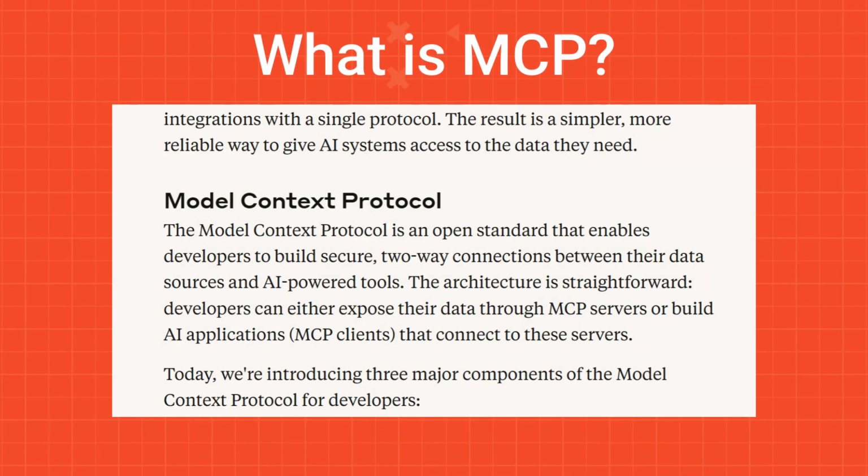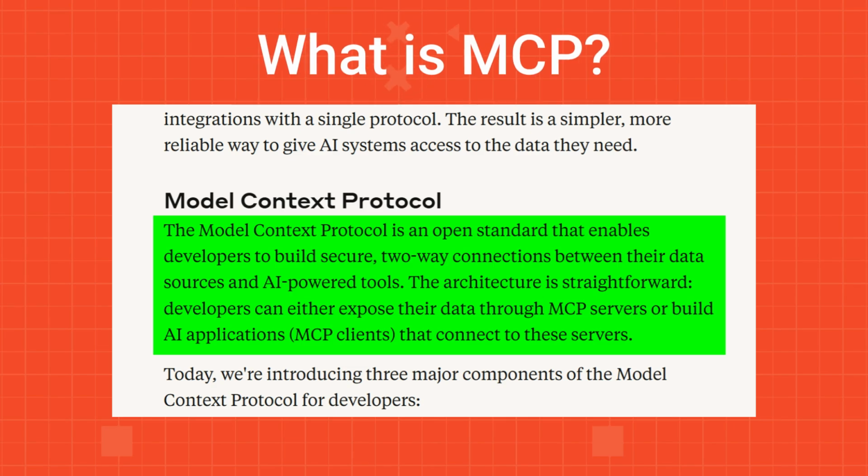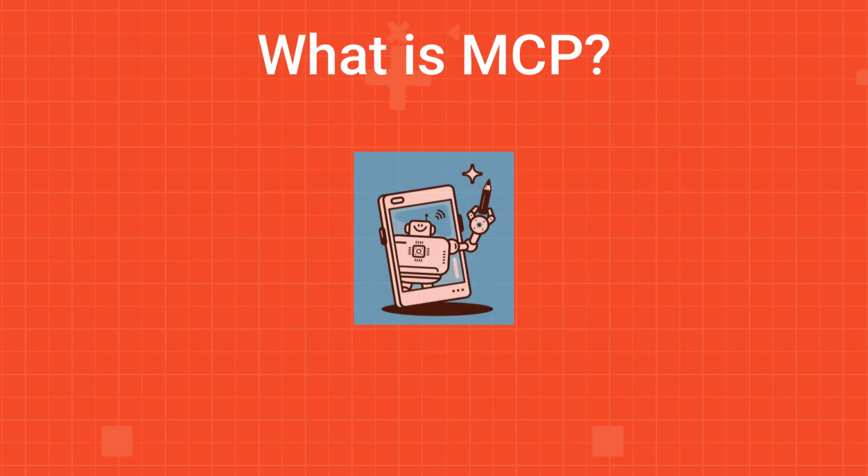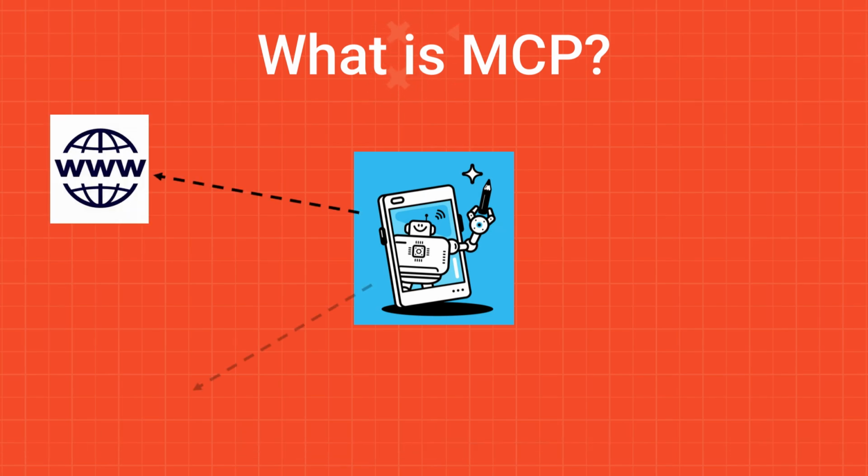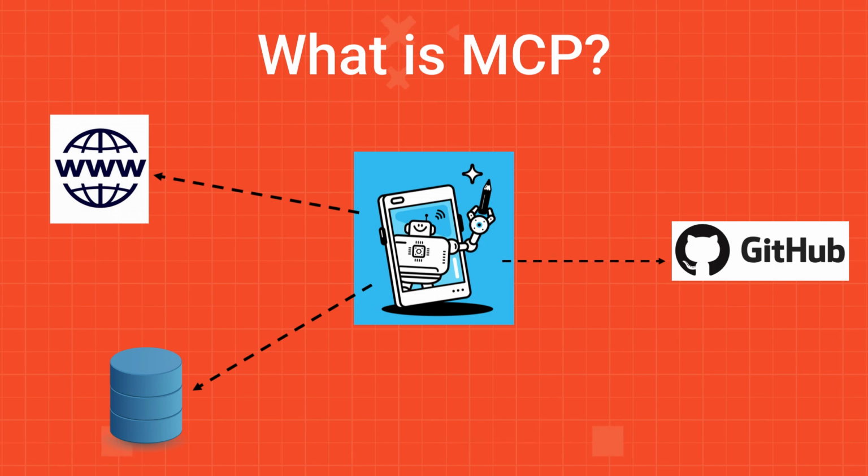According to Anthropic, MCP is an open standard that enables developers to build secure two-way connections between their data sources and AI-powered tools. In simple terms, suppose your AI application wanted to talk to different components like a Web API for search, a database for retrieval, GitHub for code-related stuff. For this scenario, we would have to write individual interfaces for each service used by our AI application. MCP provides us a way that we can connect to these services easily using a single interface.